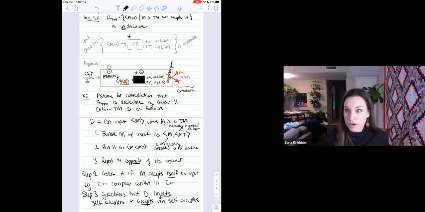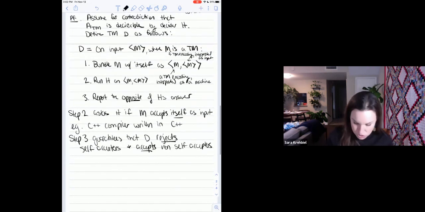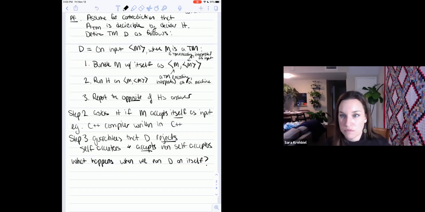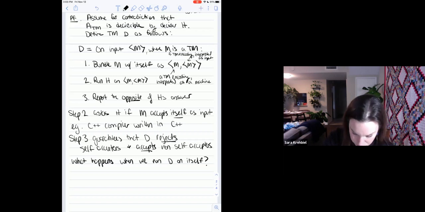So let's explore this contradiction. So what happens when we run D on itself? There are two possibilities. D is a decider. Let me actually, so D is a decider.